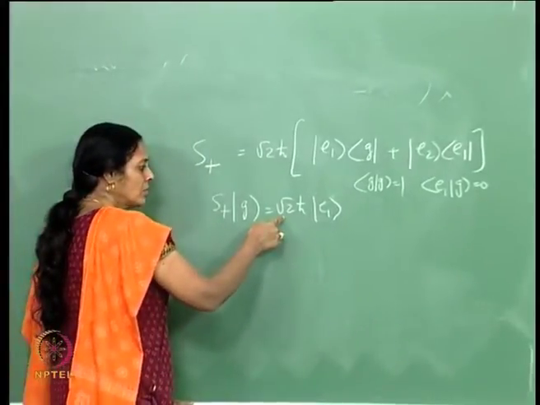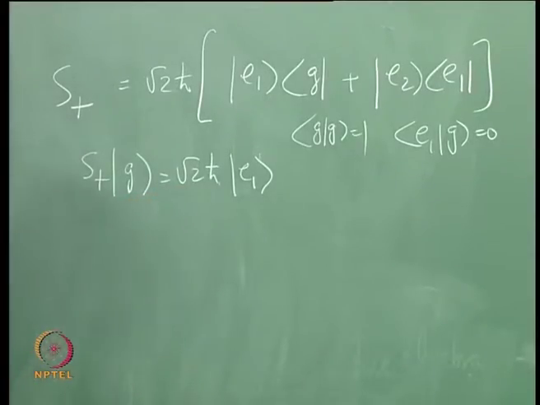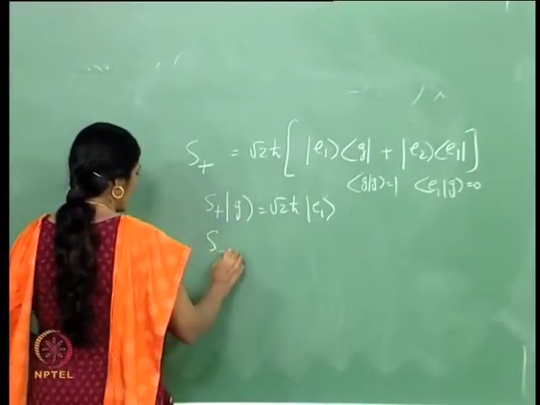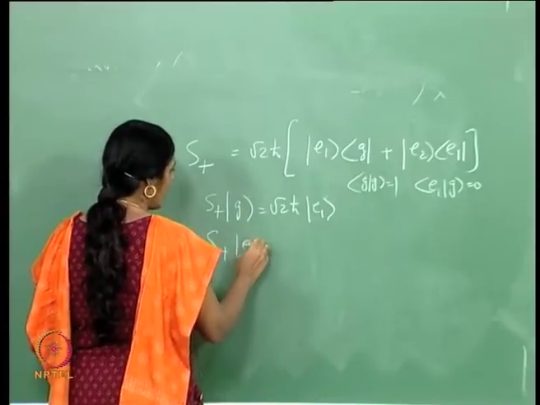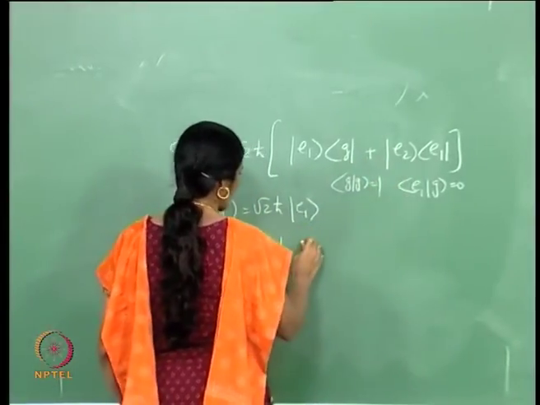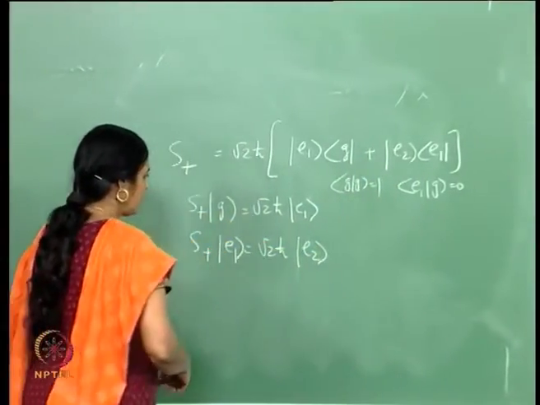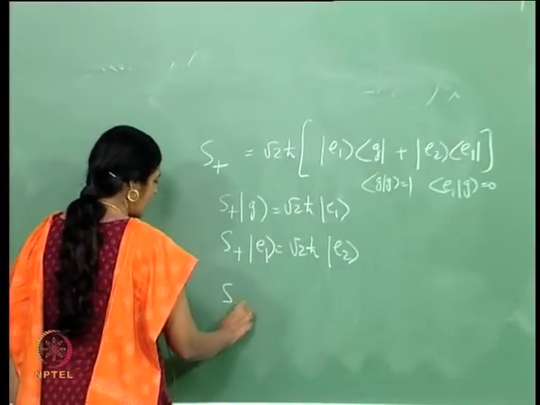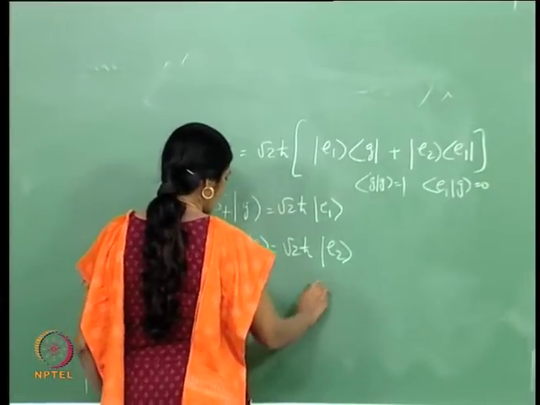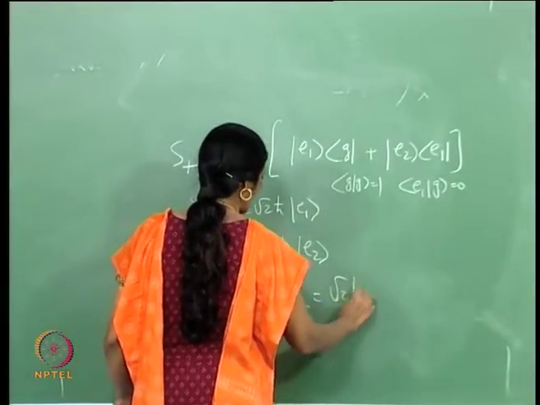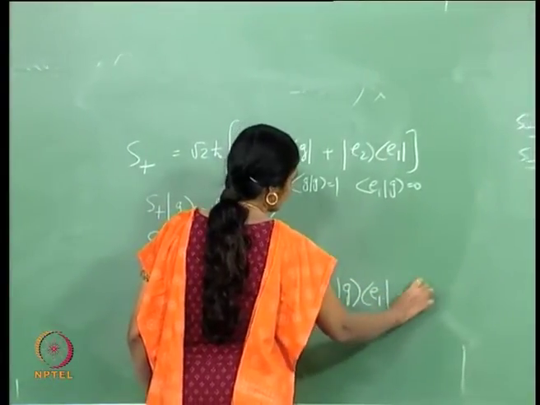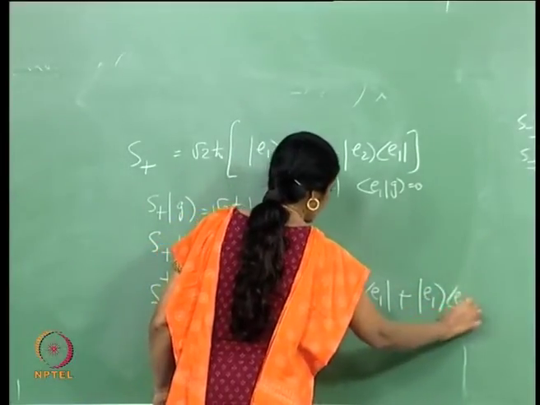The root 2 is there because I have tailored it to suit the commutation algebra. S plus on E1 would be root 2 H cross. This will not contribute and that will give me E2. I know that S minus dagger is S plus, so I know what is S minus. S minus is root 2 H cross, GE1 plus E1E2.